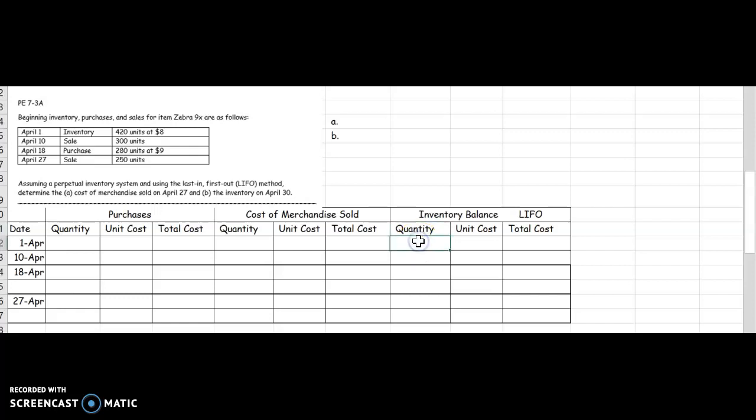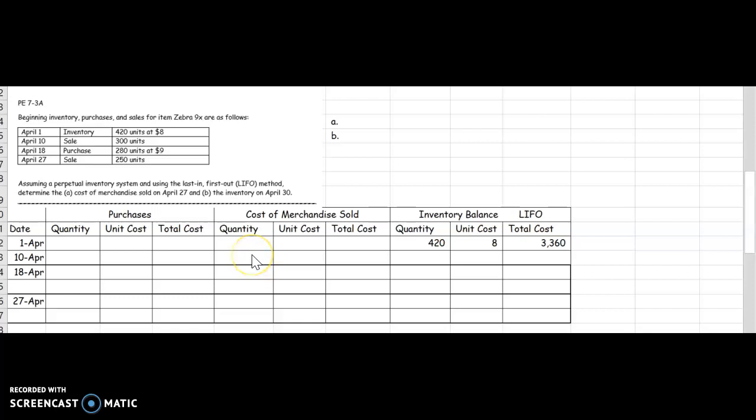Okay, so it says that our beginning inventory was 420 units at $8. So that would equal $3,360. Our next transaction on April 10th, we sold 300 units.